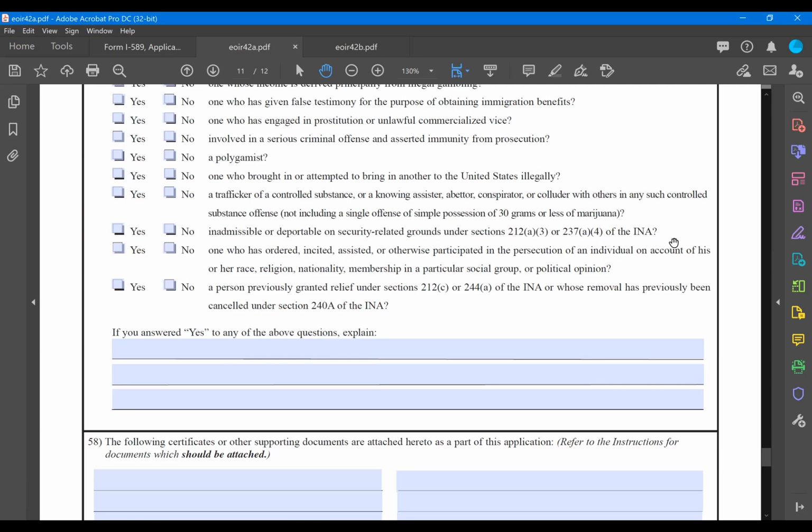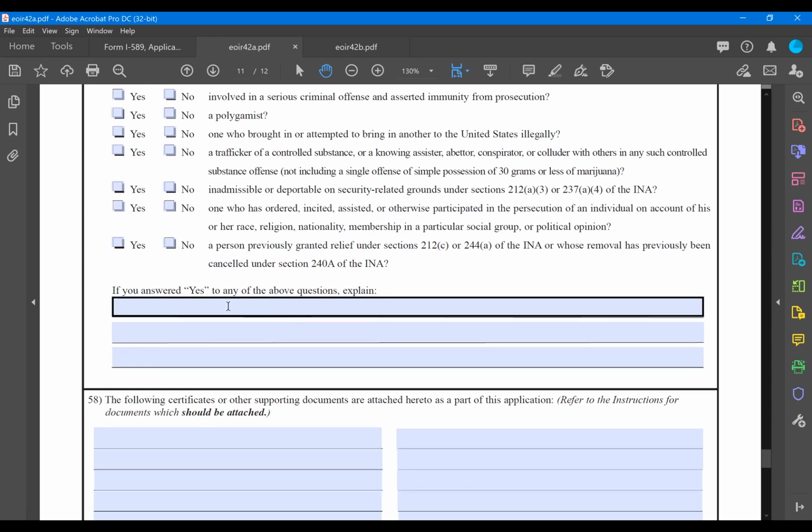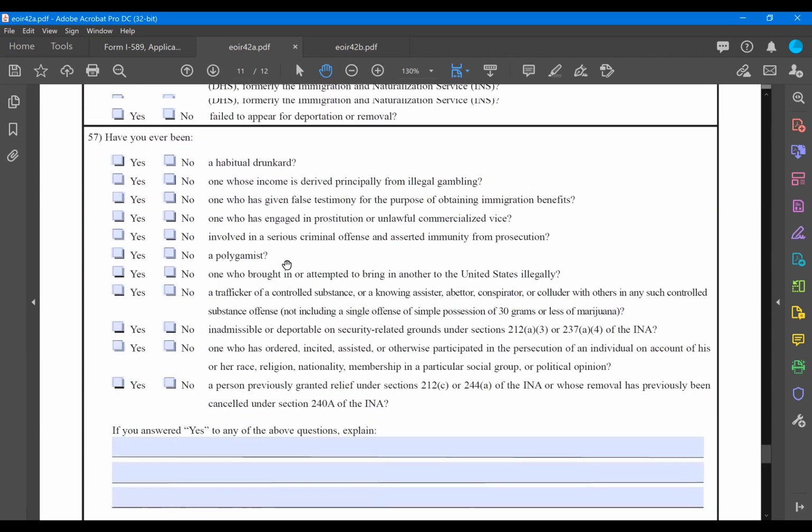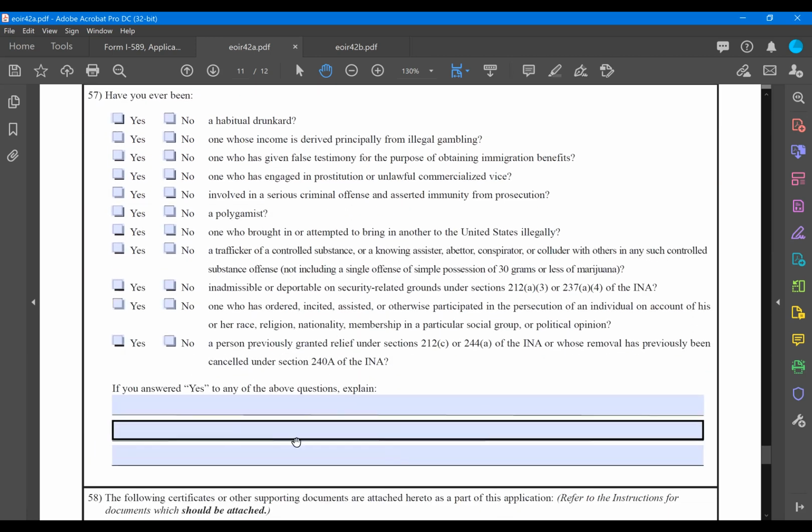The attorney would be the one responsible for making sure that this is the correct answer, because you have to read and interpret the statute to find out whether this applies. Usually it doesn't. This is really up to the attorney. And if you answer any yes questions up here, you have to explain it.